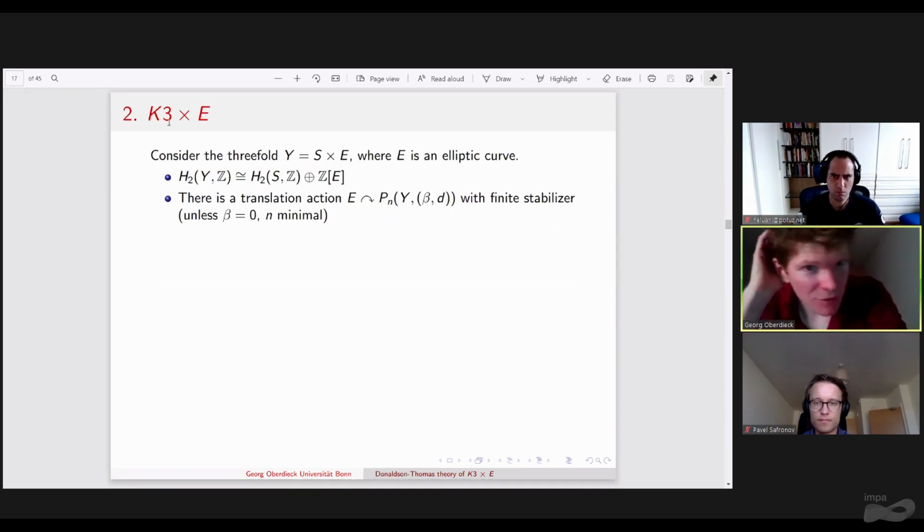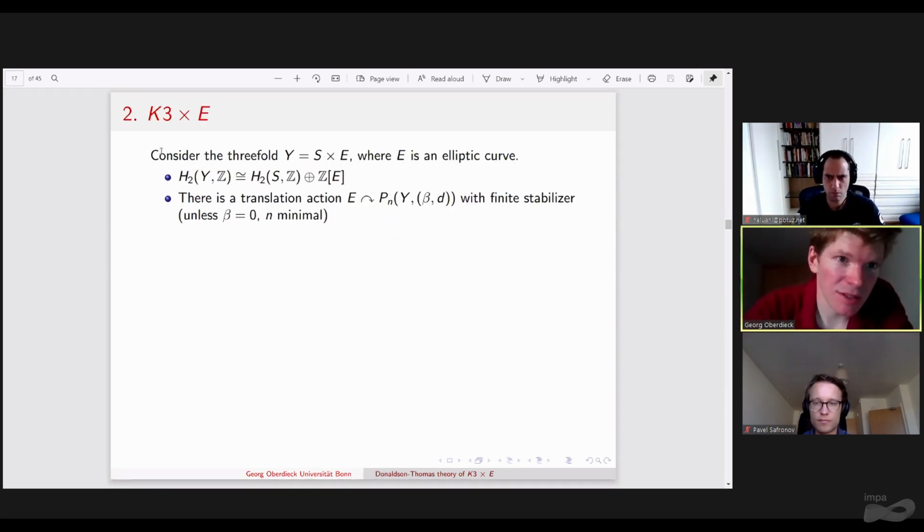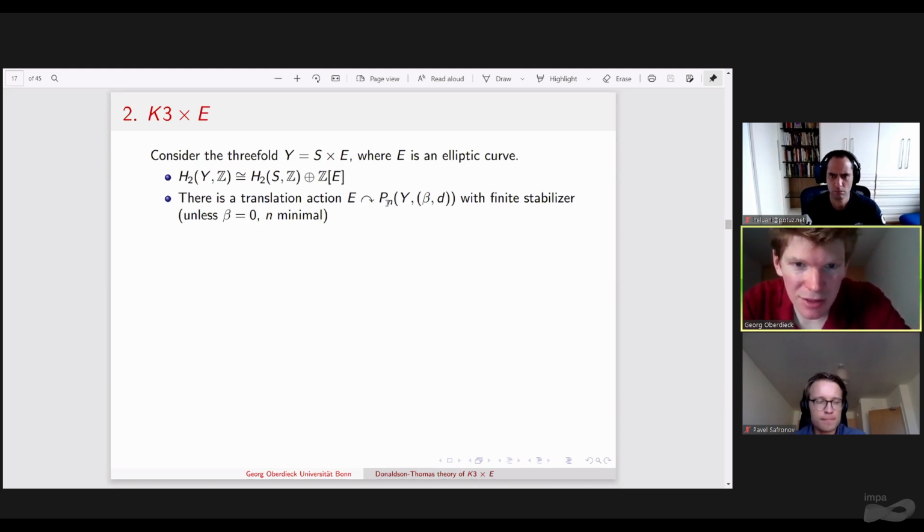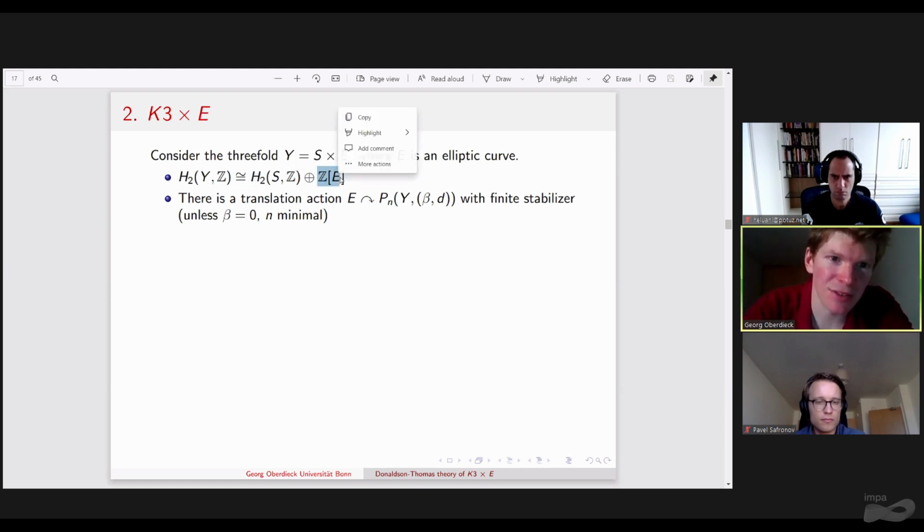Okay, so after this review, let's go to the Calabi-Yau threefold case. Here we look at surface times elliptic curve, where E is an elliptic curve, or T2 if you like that better. Again, for the stable pair invariants we're considering, there's the data of n, the holomorphic Euler characteristic, that we have to specify, and then the curve class. On this threefold, the curve class splits as a degree over the K3 surface, and then Z times the class of the elliptic curve.